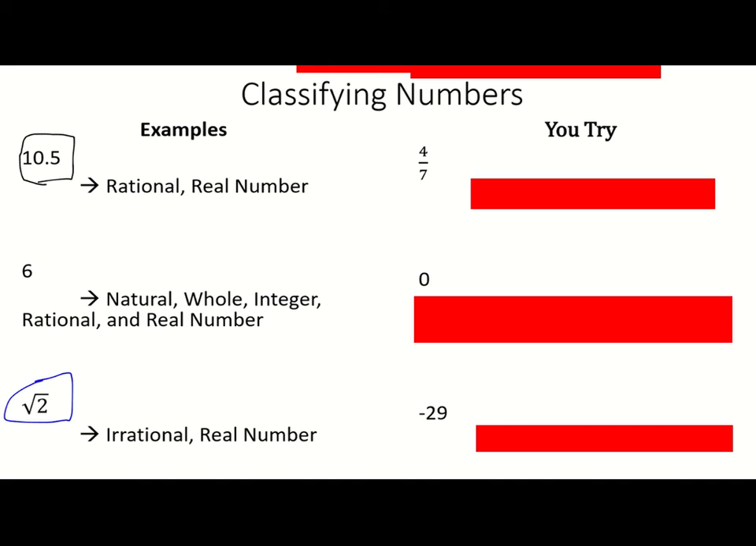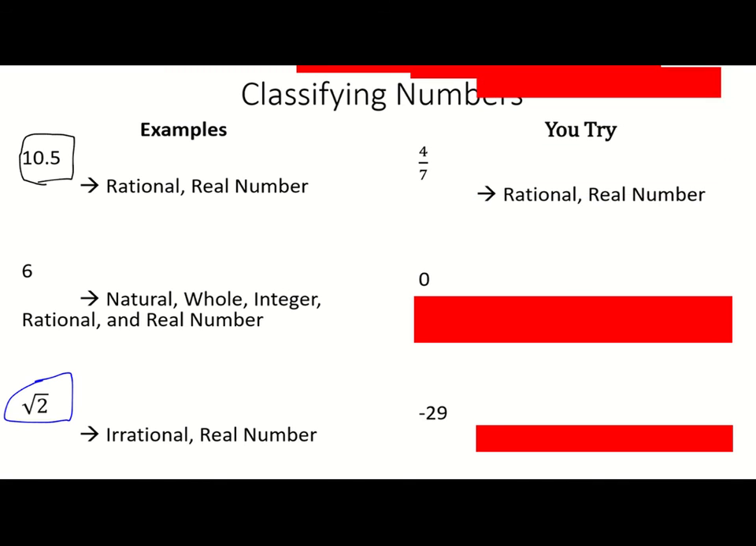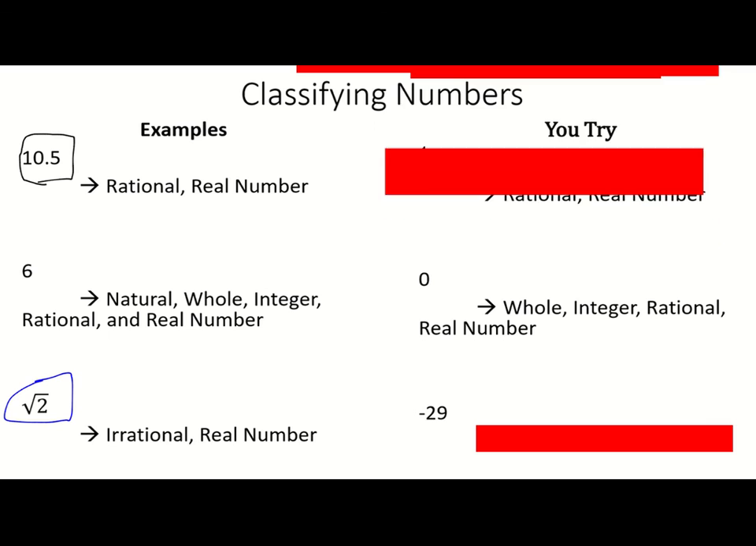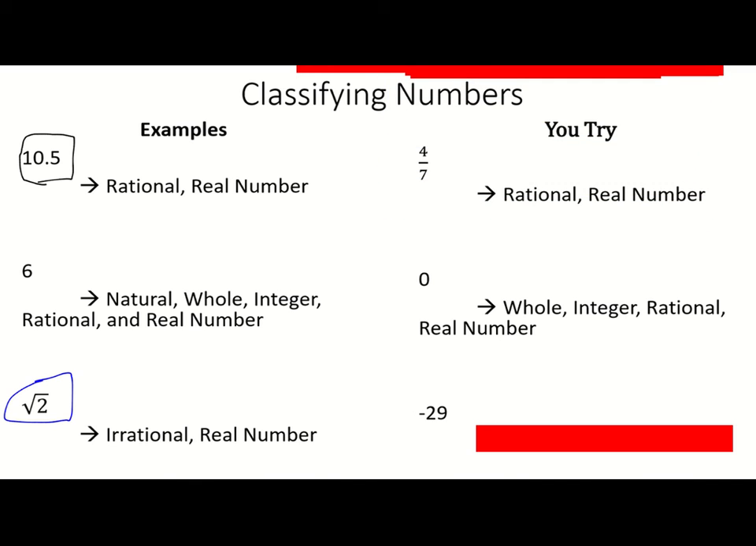4/7 would be classified as a rational real number. It is rational because 4/7 is a fraction. It is real because everything we've classified again is part of the real number system. 0 would be classified as a whole number. It is not a natural number. It begins with the whole numbers. Therefore, it is also an integer, a rational number, and a real number.